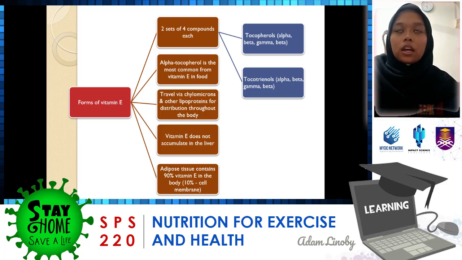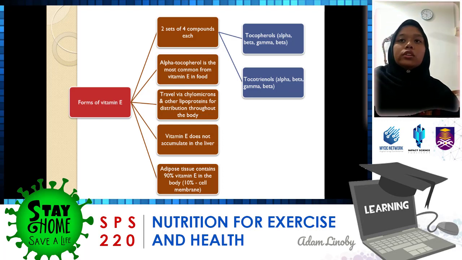Vitamin E and vitamin K are fat soluble vitamins. So vitamin E is 2 sets of 4 compounds: tocopherols, alpha, beta, gamma, delta, and tocotrienols, alpha, beta, gamma, delta. Alpha tocopherol is the most common form of vitamin E in food. It travels via chylomicrons and other lipoproteins for distribution throughout the body. Vitamin E does not accumulate in the liver. Adipose tissue contains 90% of vitamin E in the body.